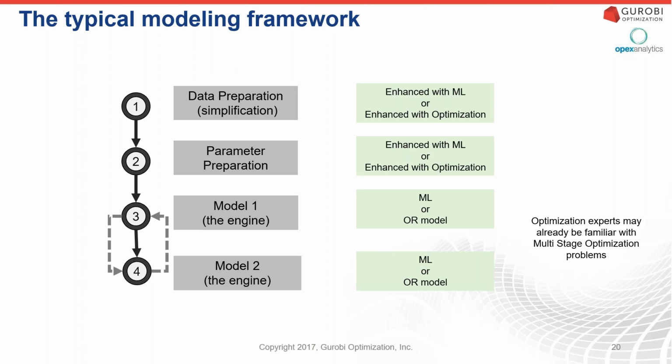Then I prep the parameters, so I'll figure out what kind of parameters go into this, and then I do the modeling. And each of these steps can be improved, or you can actually use machine learning or an optimization model. But the other thing I wanted to point out is that, as you know, when you build your optimization models, you can build sophisticated models where you may run a linear program that then feeds an integer program that then comes back to another linear program.